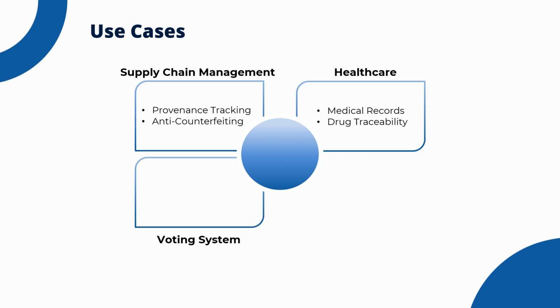Voting system. Secure voting. Blockchain can provide a transparent and secure voting system, reducing fraud and increasing voter confidence. Votem and Horizon State are examples of blockchain-based voting platforms used in various elections.